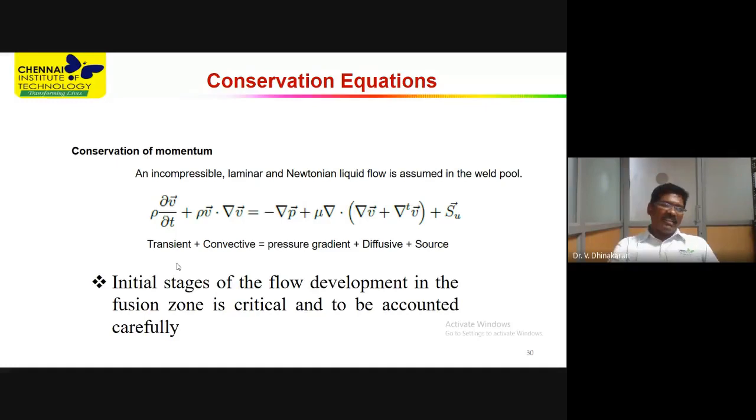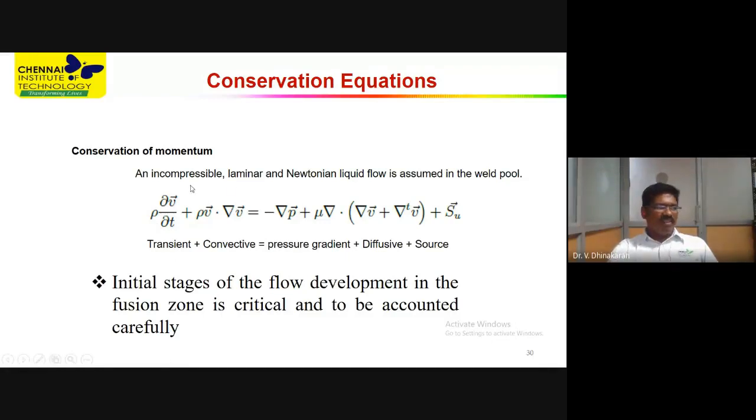Then conservation equations. I said three conservation equations: conservation of mass, momentum, and energy. These are the important conservation equations. The conservation equations are already existing. Already the scientists have found out that conservation of mass, momentum, energy are available in the textbooks, available in the literature. Then what is your role? What you are going to do?